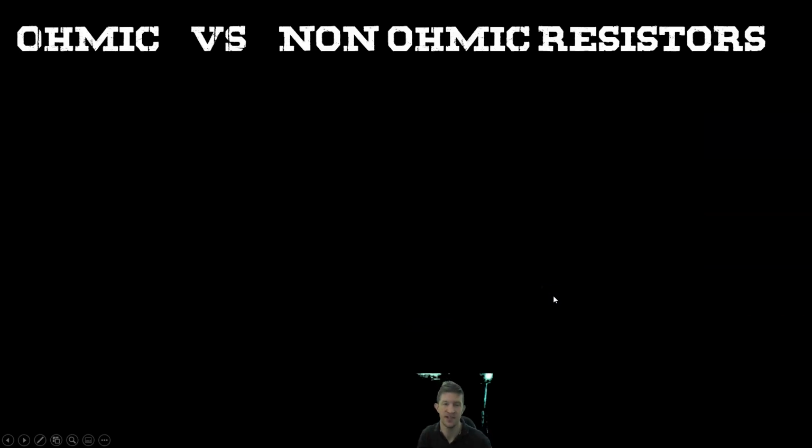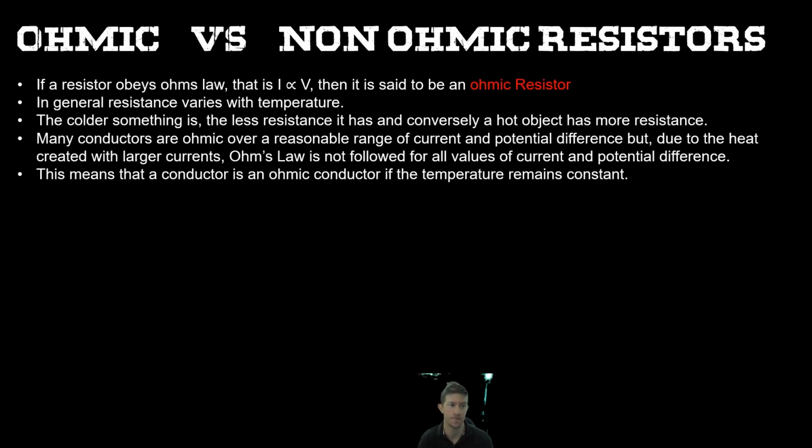Ohmic and non-ohmic resistors. It's really important, and this links back to what I mentioned in Ohm's law about why it talked about the temperature being the same for that resistor or for that circuit. So in a nutshell, if a resistor follows Ohm's law, it is said to be an ohmic resistor. So if the current and the voltage are directly proportional, we say it's ohmic. As in ohmic meaning follows Ohm's law.